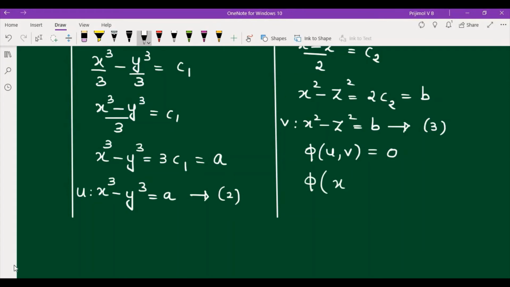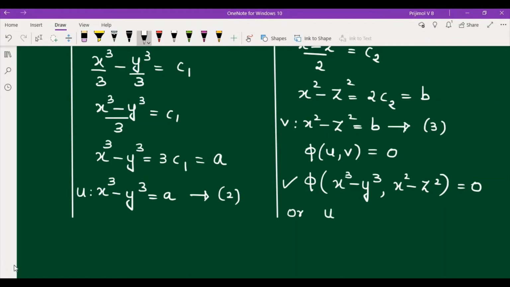What is your u? x cube minus y cube. And what is our v? x square minus z square. See, it is not necessary that everyone should get the same answer, because it all depends upon the ratios we are selecting. So each one may get a different answer, but we get a solution of the form phi of u, v equal to 0. So either you can write this as a solution of the partial differential equation, or there is another way of writing the solution.